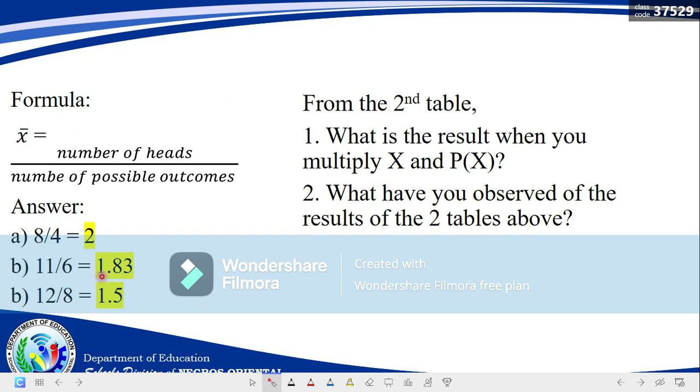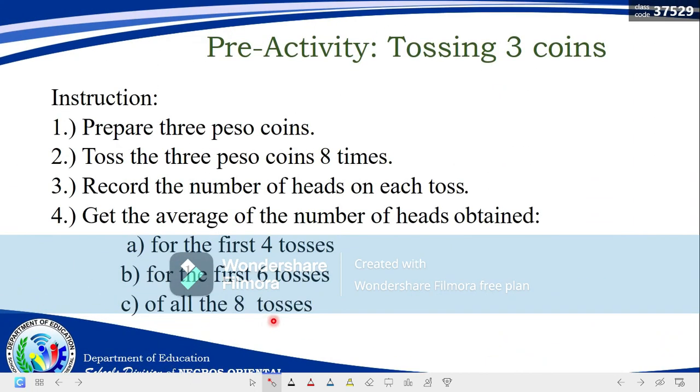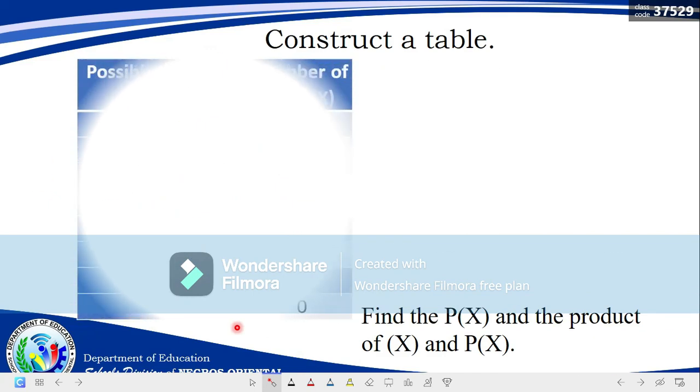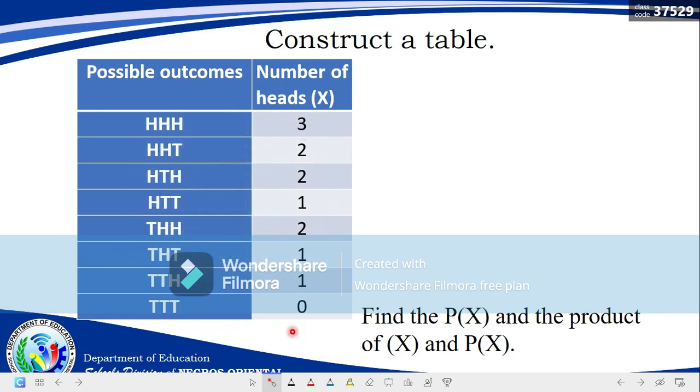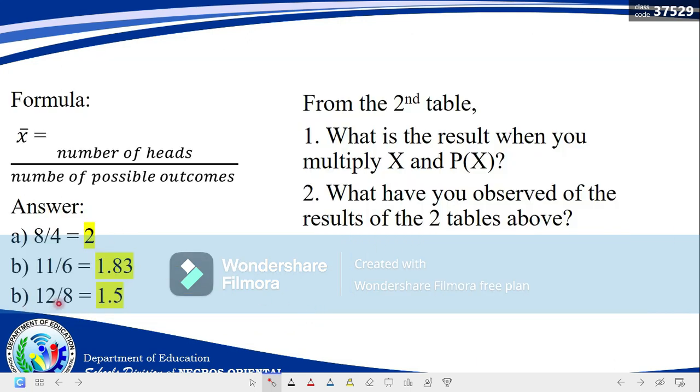And the last question: of all the 8 tosses, the average number of heads. We're going to add all the numbers of heads here. You have 3 plus 2, that is 5, plus 2, 7, plus 1, 8, plus 2, 10, plus 1, 11, plus 1 is 12, plus 0, that remains 12. And this becomes 12 over 8. So the answer is 1.5.